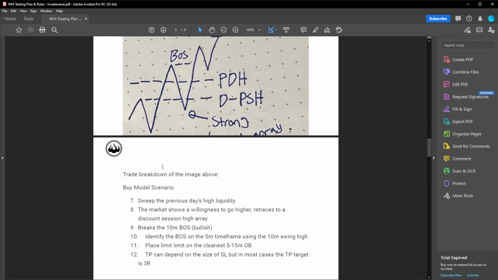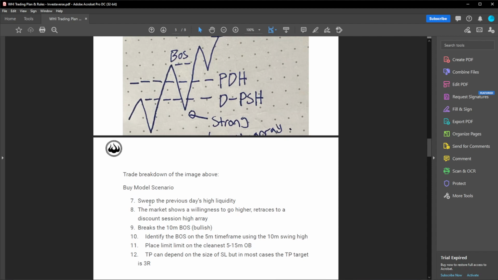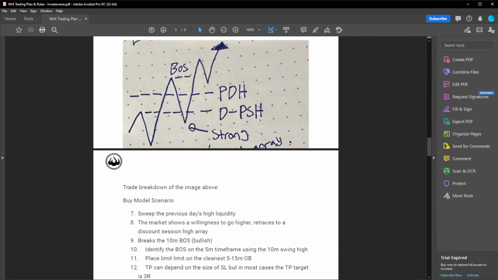So a little bit of a formal trade breakdown of the image above, the image that I did draw. So we swept the previous day high liquidity here, previous day high. The market shows a willingness to go higher.